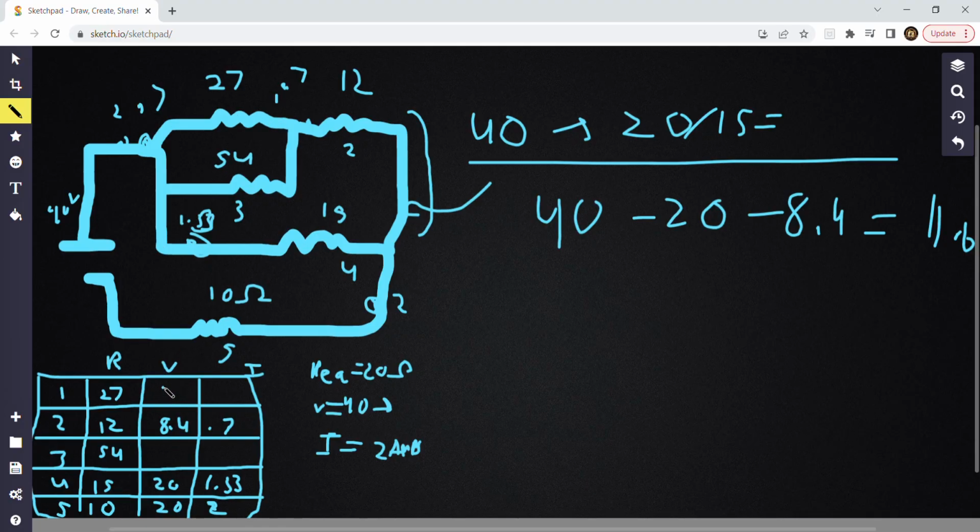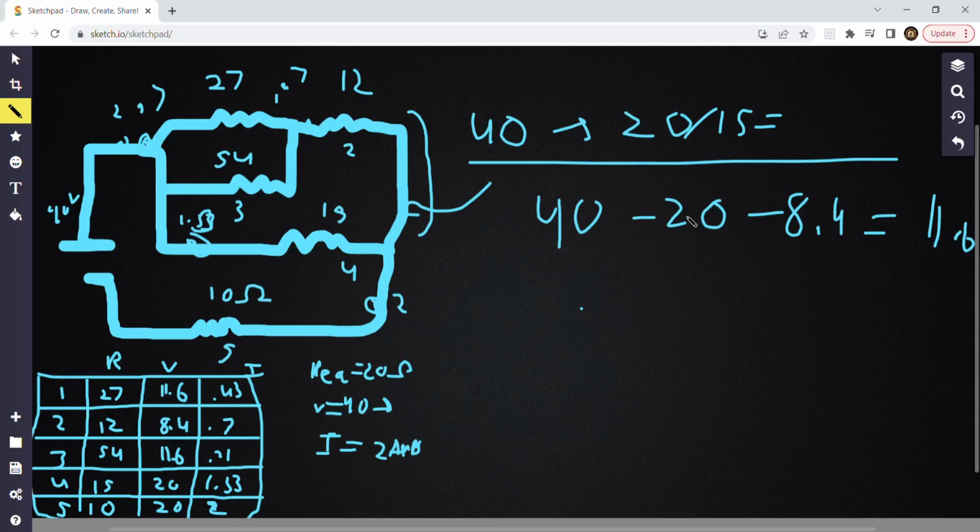So 11.6, 11.6, and then we just divide out. I equals V over R, and this is going to be 0.43. And then this one is going to be 0.21. It would be more precise than if I used 1.33, it would equal 0.7, but I'm just going with the slightly less precise answer.